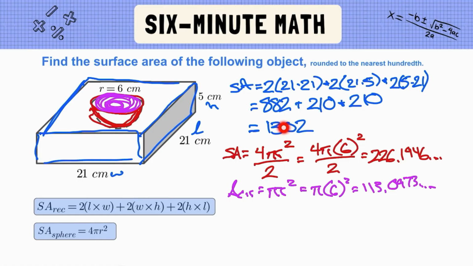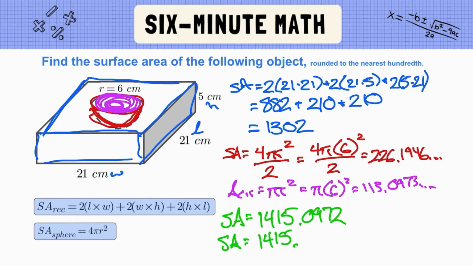So we are going to add our rectangular prism with our half sphere and subtract that top circle, as that is not part of my surface area, making my final surface area 1,415.0972. And we're going to round that to the nearest hundredth for a final surface area of 1,115.10 centimeters squared.